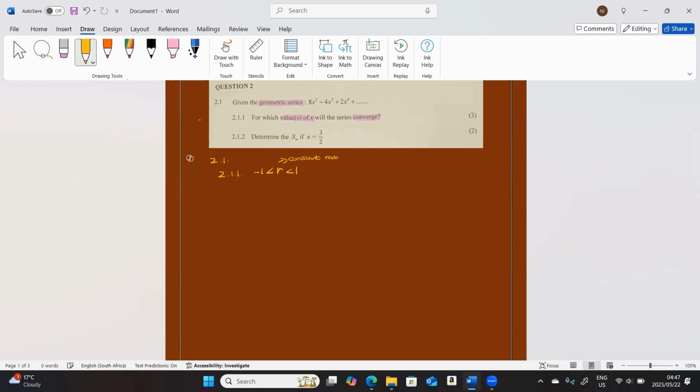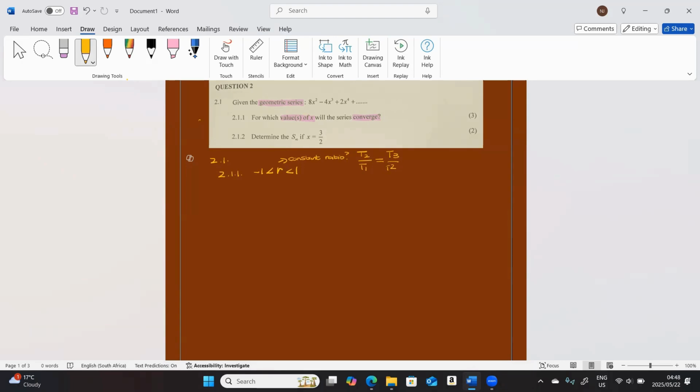It's your constant ratio. Okay, and how do we calculate the constant ratio, guys? This is a very important principle. We say term 2 divided by term 1. That is how we get the constant ratio. And that should obviously be equal to term 3 divided by term 2. So that is very important, guys. Constant ratio, this is how it works. You take your second term divided by your first term, and you'll get your answer. And that is already your constant ratio.